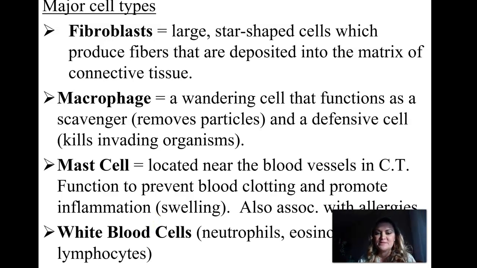And then our white blood cells. These are going to be made up of things such as neutrophils, eosinophils, and lymphocytes. They're there to help find things that don't belong and work with the immune system to keep you healthy. The last type on here is the adipocytes. These are going to store fat, so these are fat cells. Fat tissue is going to be referred to as adipose.